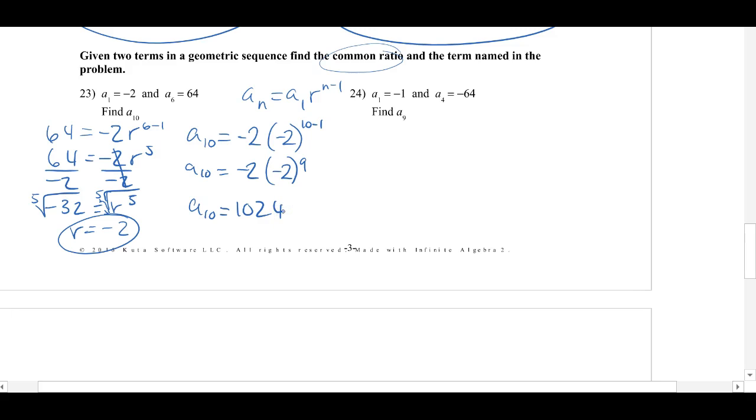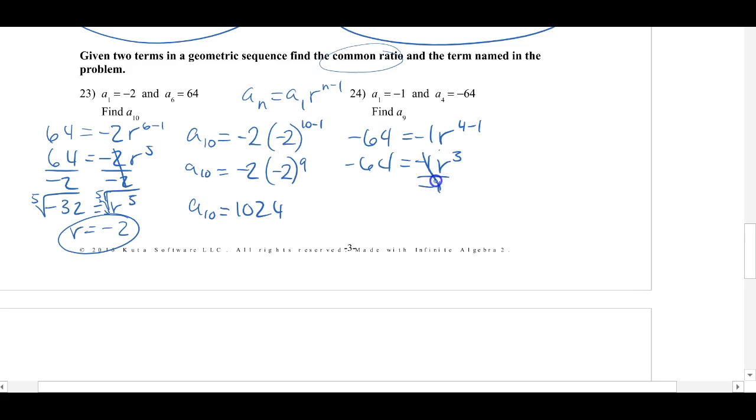Okay, and you do the same thing here. First we've got to find r, so I'm going to plug in what I do know. 64 equals, I know the first term as well, so -1 times r, which we don't know, raised to the 4 minus 1, because that -64 is the fourth term. Simplify. 4 minus 1 is 3.